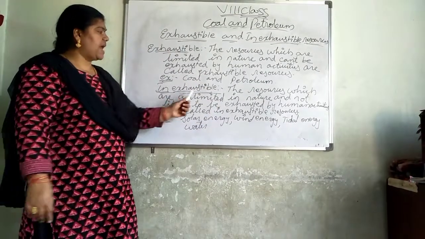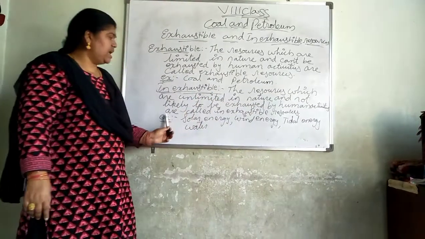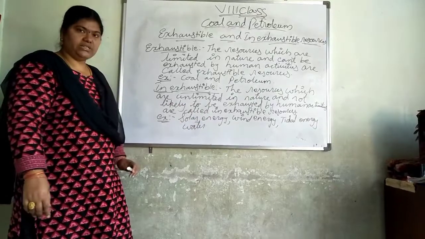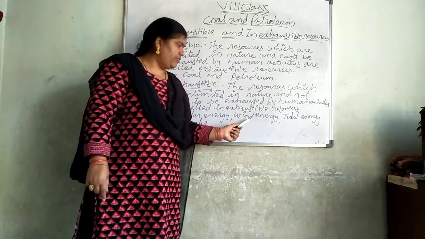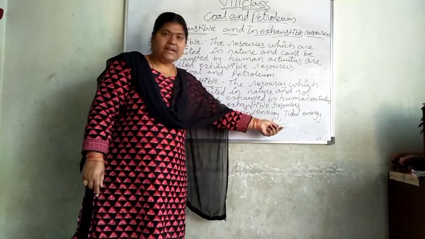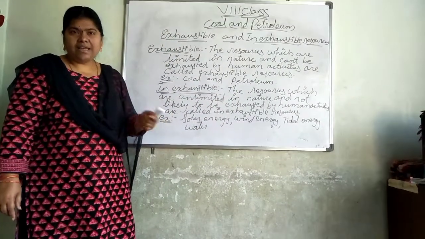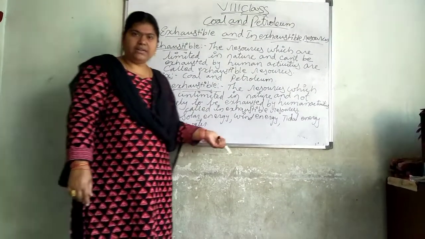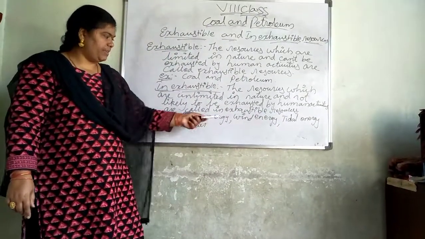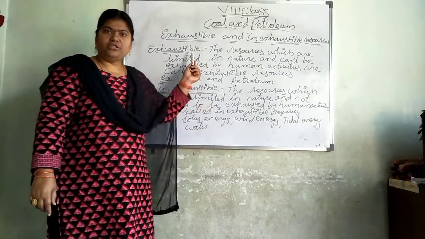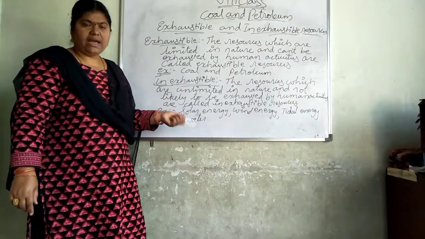So the resources which are unlimited in nature and not likely to be exhausted by human activities are called inexhaustible resources. Example, solar energy from the sun, wind energy from air, tidal energy, and hydroelectric energy from water. Got the two definitions? Please write them in your notes, which are very important. I'll continue tomorrow.